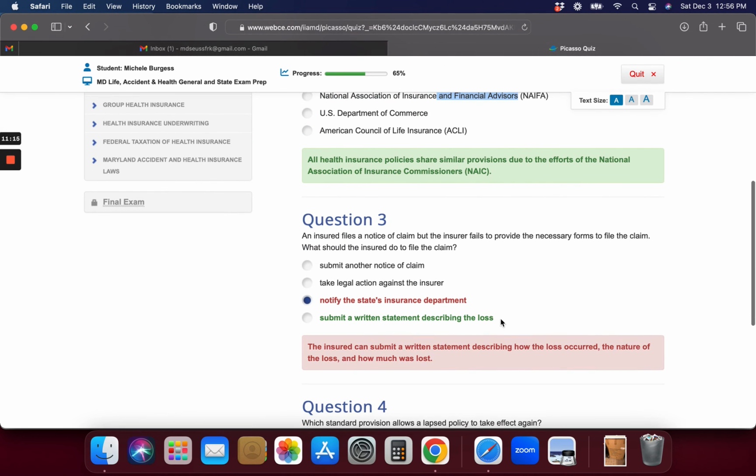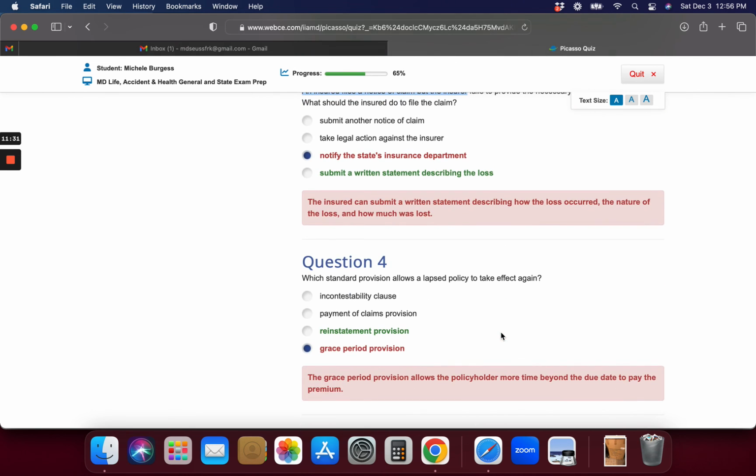Okay. So you need to submit a written statement describing the loss, but it doesn't say who to write the statement to. I guess to the person you got the insurance with. All right, this one here is the reinstatement provision. What standard provision allows a lapsed policy to take effect again? It is the reinstatement. The grace period allows the person more time beyond the due date to pay the premium.